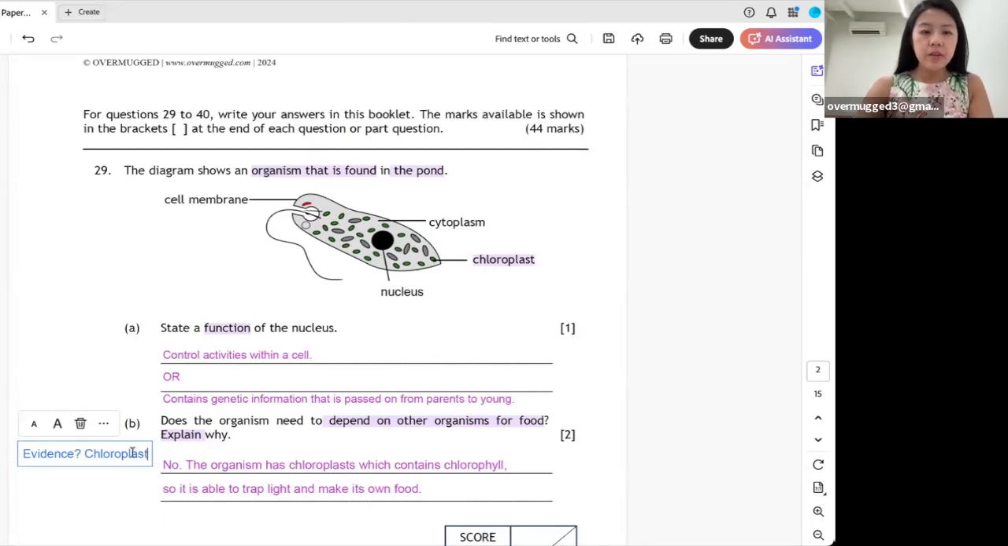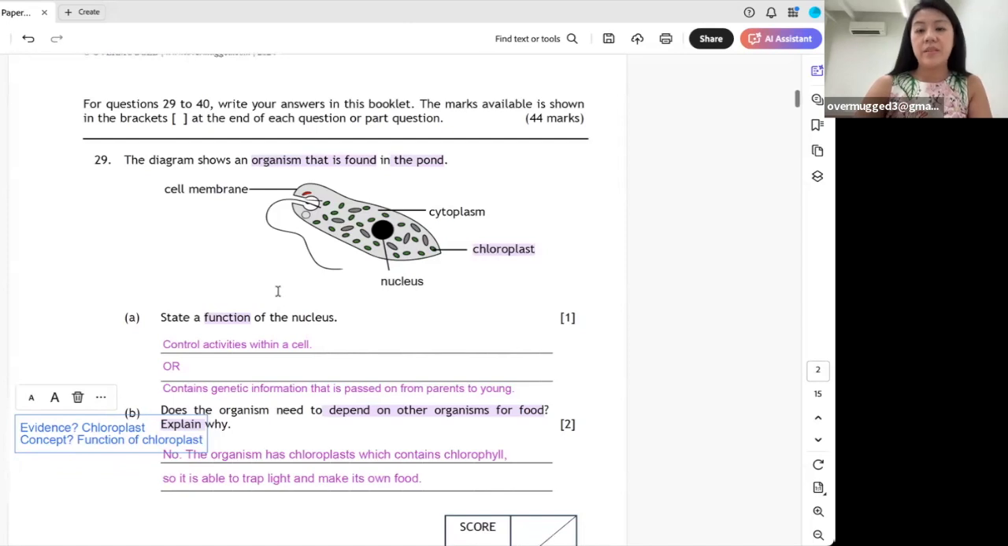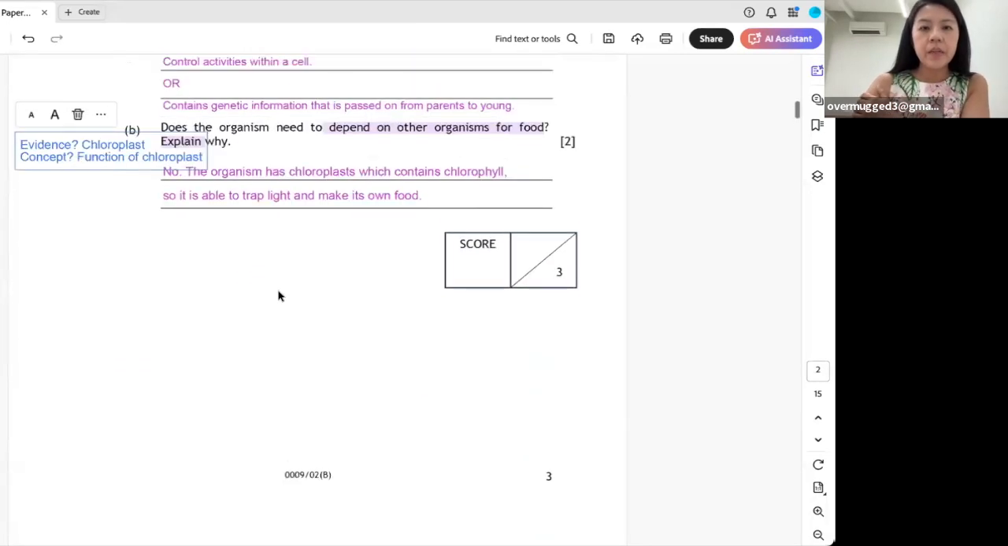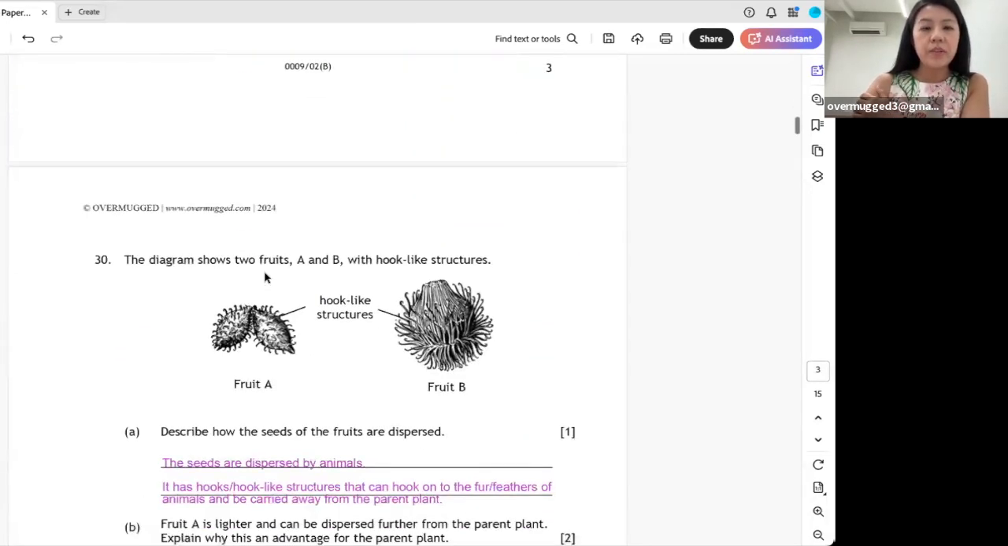Okay, now another concept is we should be able to identify the function of the chloroplast, and therefore it is able to make its own food. So our concept here, I should be recalling the function of the chloroplast. This requires a bit of memorizing of the different parts of the cell, to be able to handle questions on cells well. All right. So with that, I'm going to move on to question 30.